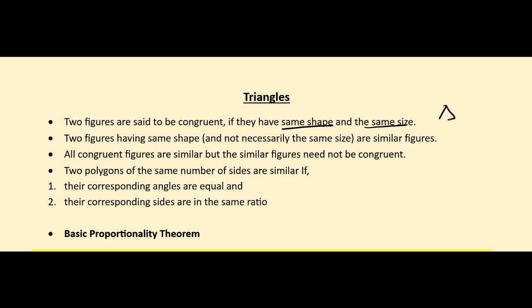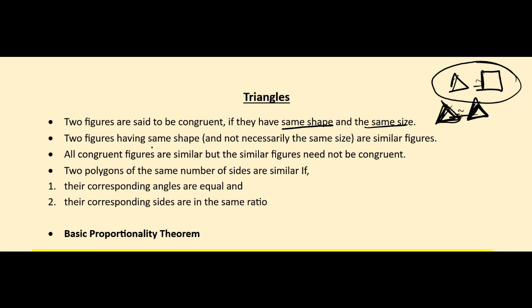For example, if this is a triangle and this is also a triangle of the same size, and they have the same shape and overlap, then we call these two figures congruent. If this is a triangle and this is a square, then we cannot call them congruent because they are different shapes. This is a triangle, this is a square. So if two figures are congruent, then they have the same shape and the same size.